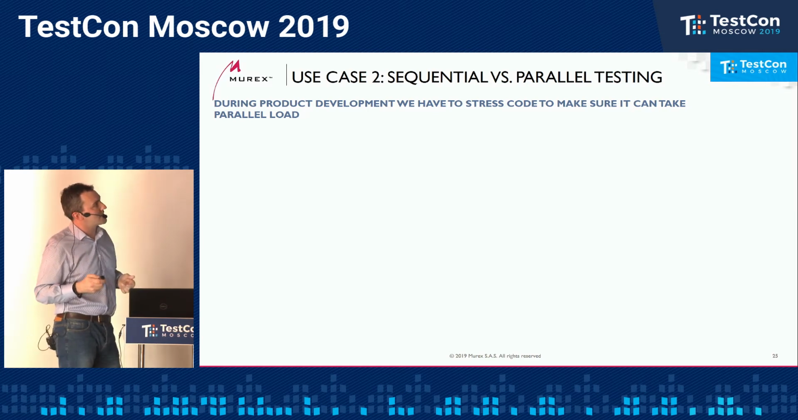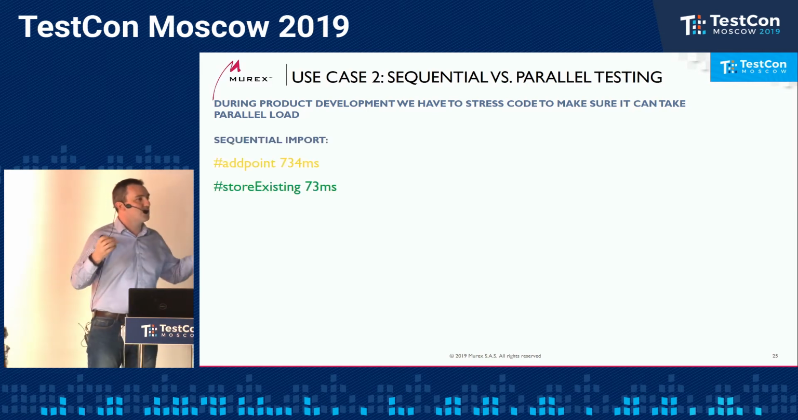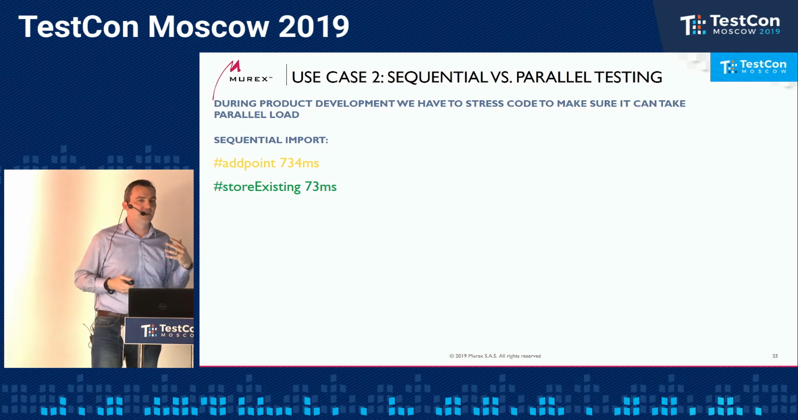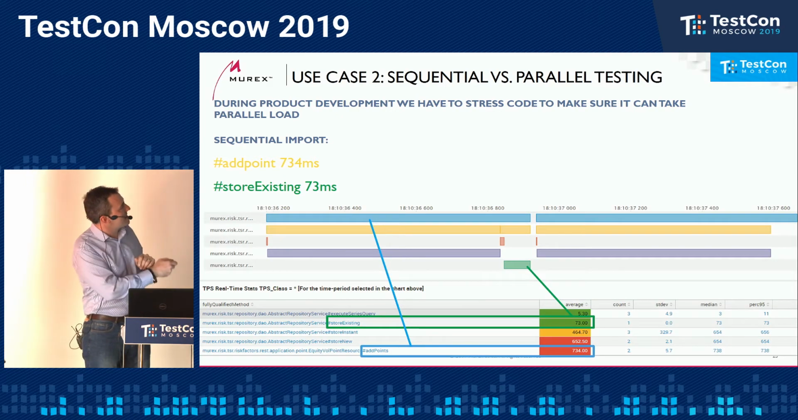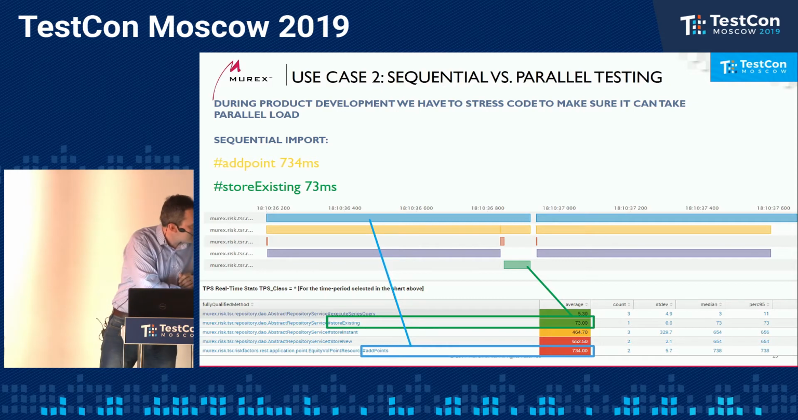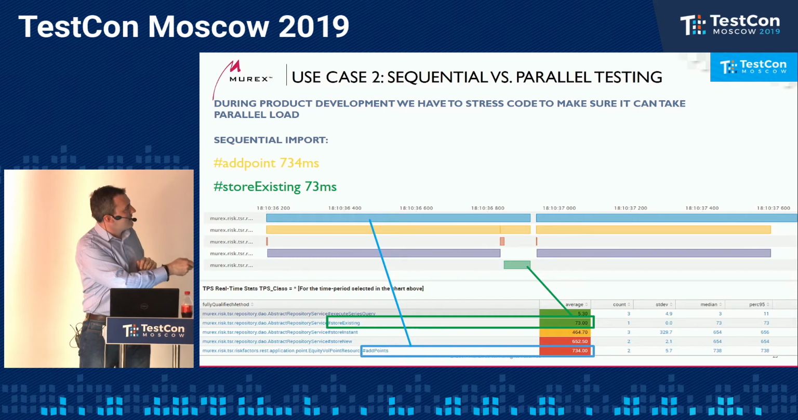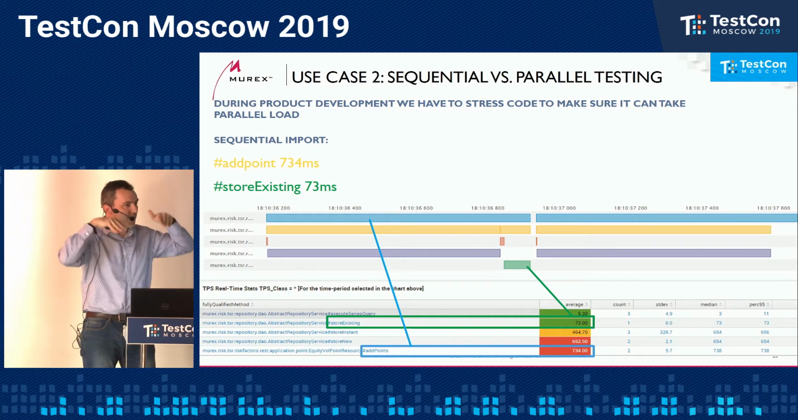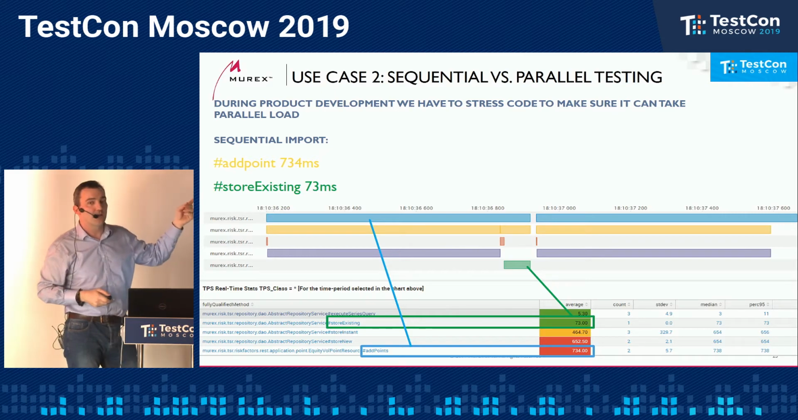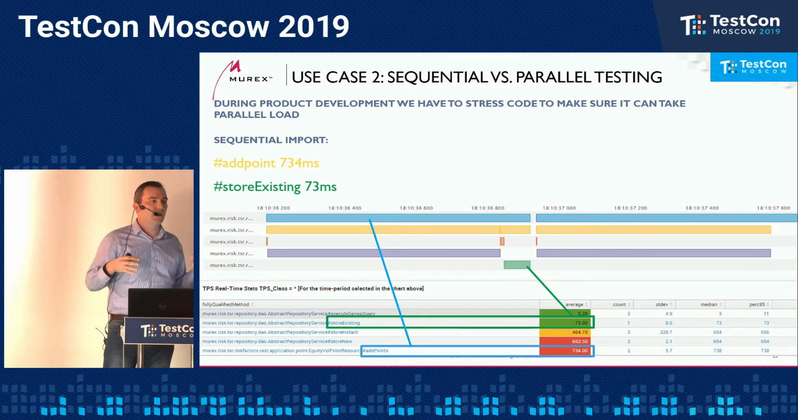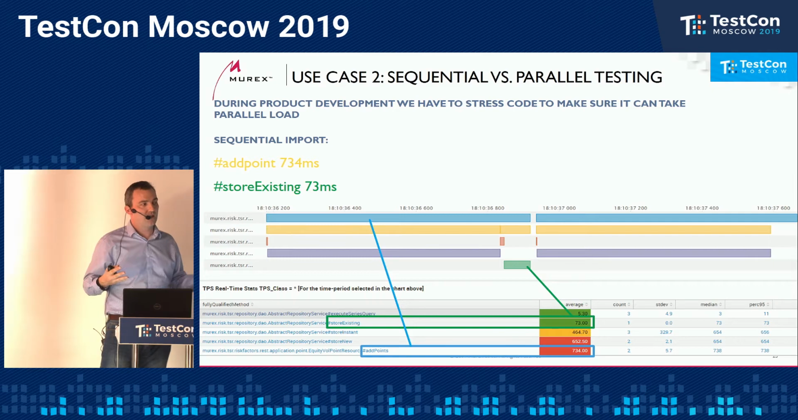So let's take another example. We're making a new module, an import task. The developer, again, has a small database, and he runs a small test. And you can see that the add point took 734 milliseconds, okay? And the store existing, so we're doing an import and we're flushing to the database, takes 73 milliseconds. That's sequentially.